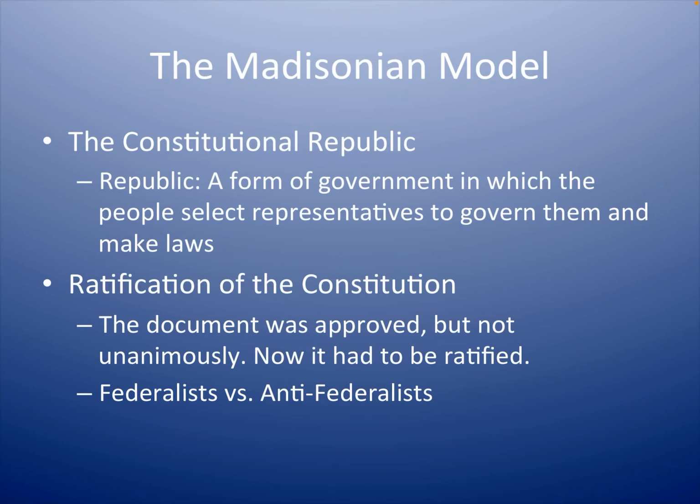So under the Madisonian model, the United States Constitution falls as a constitutional republic. A republic is a form of government in which people elect their representatives to govern them and make laws on their behalf. Now, when folks leave the Constitutional Convention, the document was approved, but it was not approved unanimously. It had to go through a ratification process.